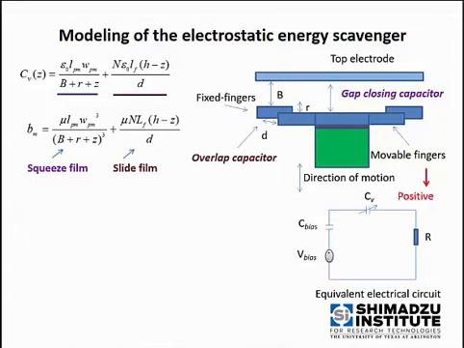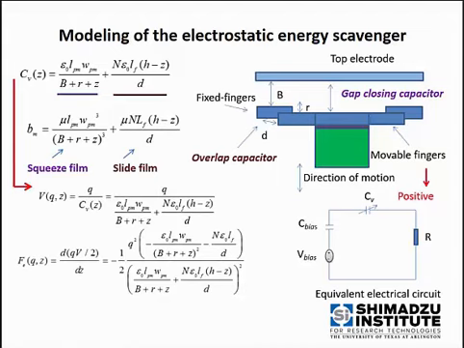Overlap type capacitance forms between the movable fingers and the fixed fingers coming out of the sidewalls, and the corresponding mechanical damping is the slide film damping. For the slide film damping, the distance between the adjacent fingers remains fixed because there is no in-plane motion. However, the overlapping area changes as the proof mass oscillates out of plane.